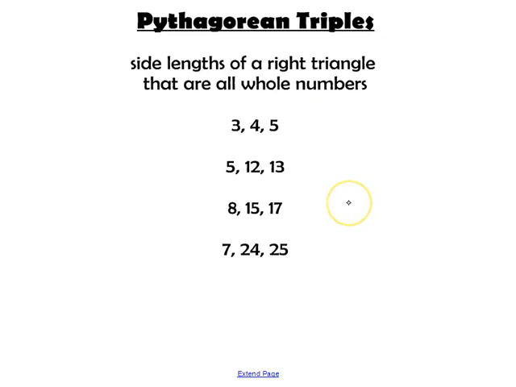Pythagorean triples are special lengths of right triangles. So when you have right triangles where all 3 side lengths happen to be whole numbers, that's called a Pythagorean triple. You don't have to memorize these, but knowing these can help your calculations go a bit faster.